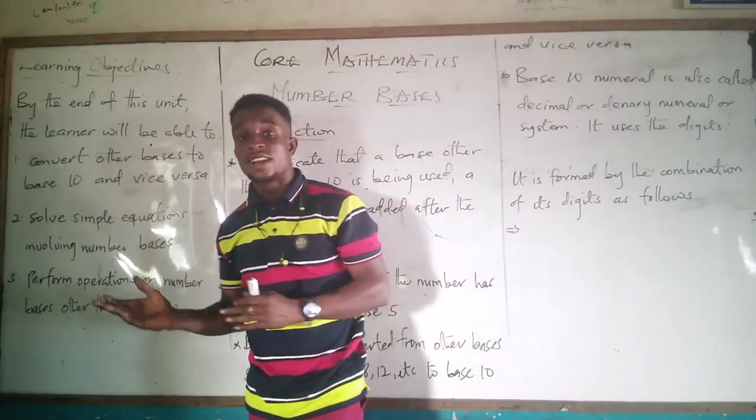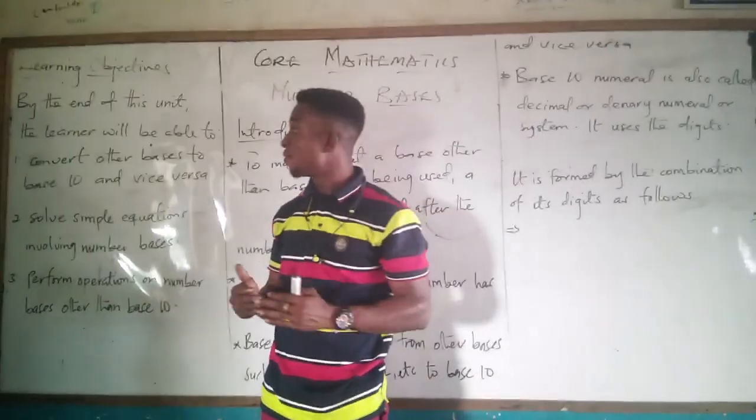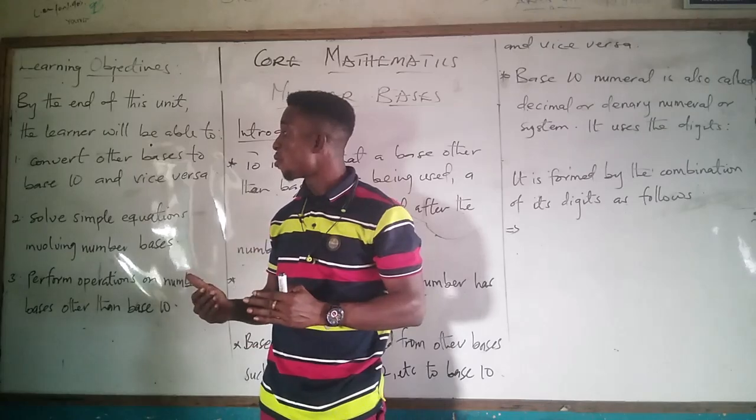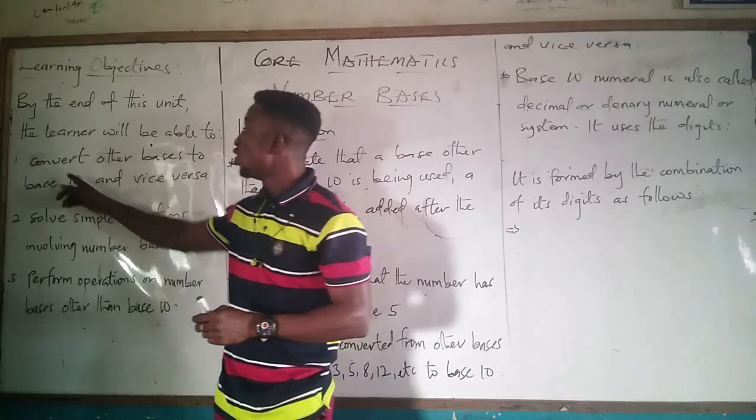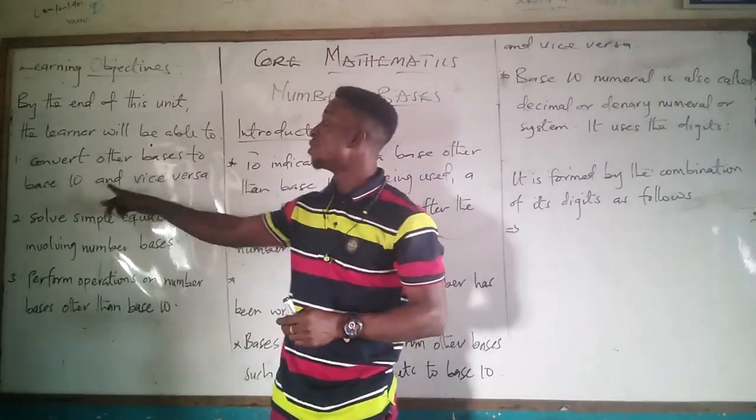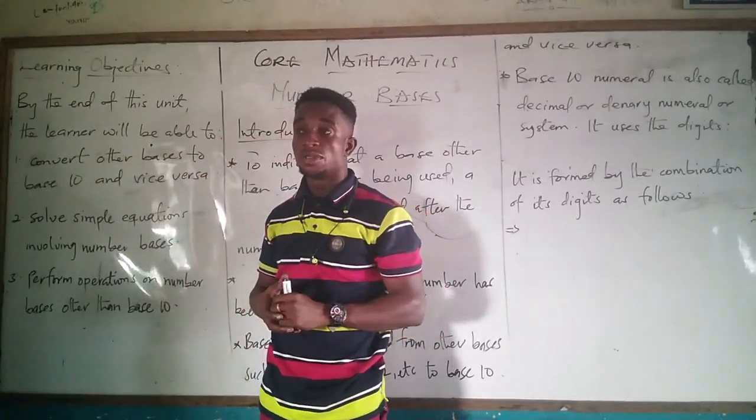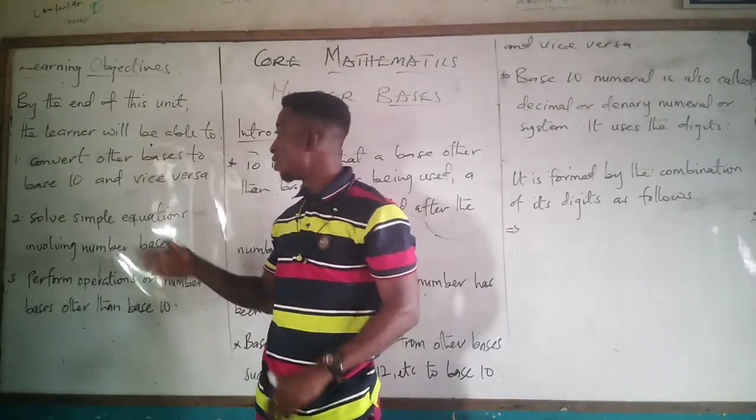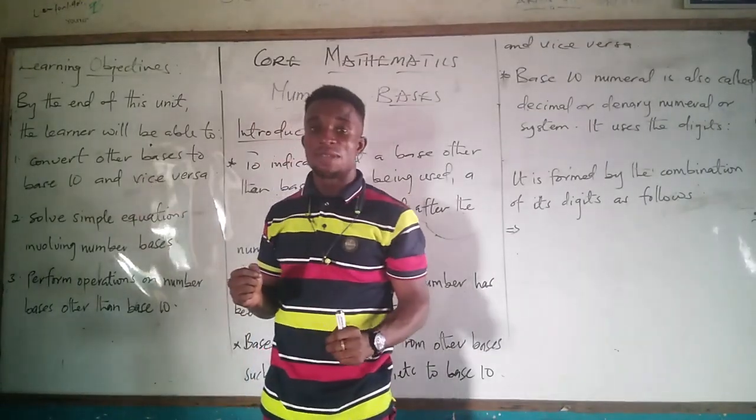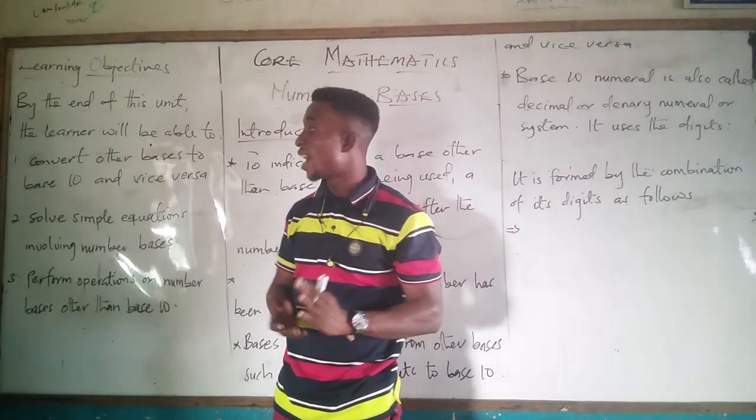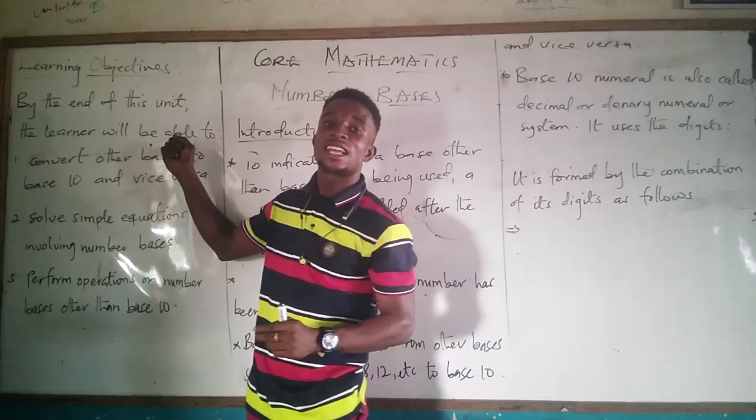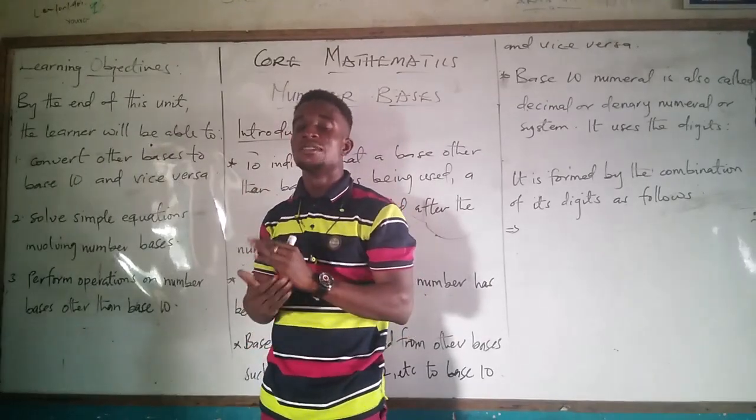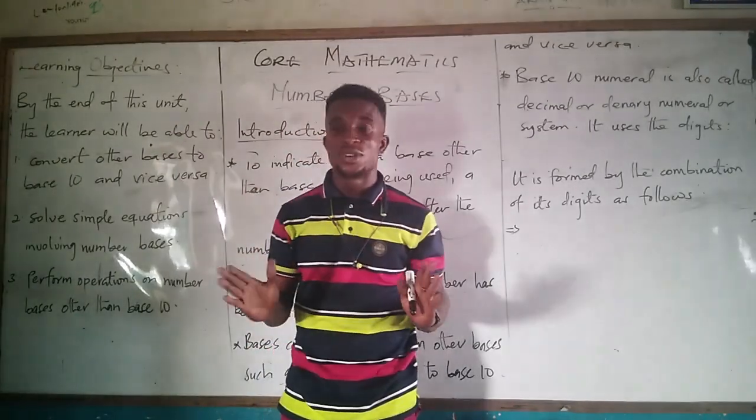When we say vice versa, you can also convert from, let's say, base 10 towards other bases. So if I say you'll be able to convert other bases to base 10, you will know the other bases very soon, and vice versa. That is what I mean. You can also convert from base 10 to other bases, or other bases to base 10. And very soon we will know that.